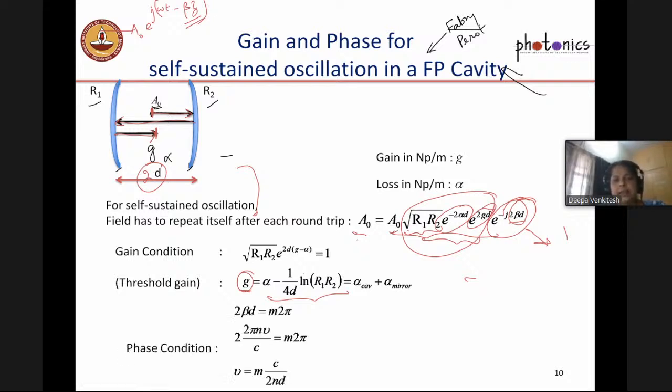Now, what does the phase condition tell you? As I discussed earlier, 2 beta d must be equal to a multiple of 2 pi.